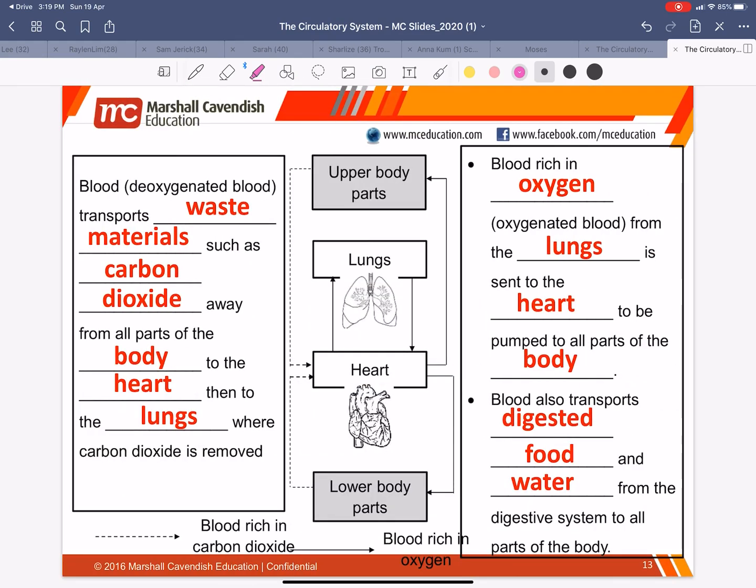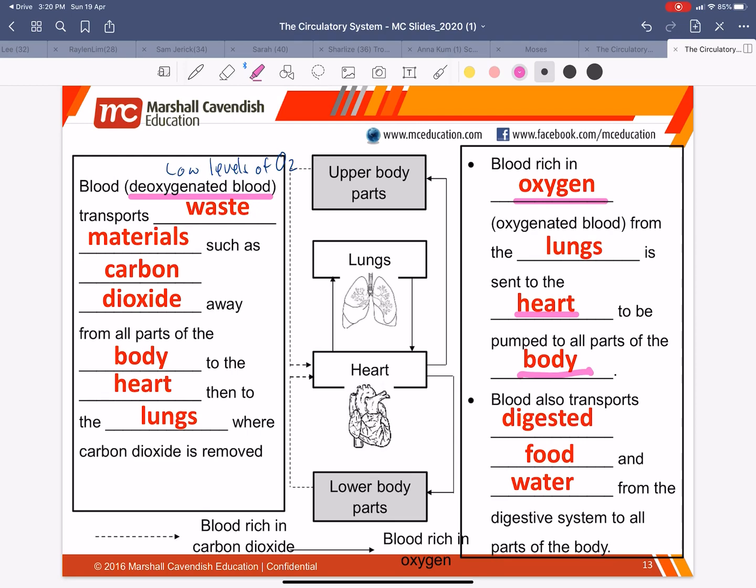Right, moving on. So this is the part where you need to fill in the blanks. So deoxygenated blood, which is also known as blood that has got low levels of oxygen, transports waste materials such as carbon dioxide away from all parts of the body to the heart, then to the lungs where the carbon dioxide is removed. Blood that is rich in oxygen, also known as oxygenated blood, from the lungs is sent to the heart to be pumped to all parts of the body.